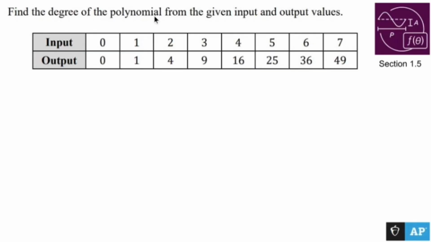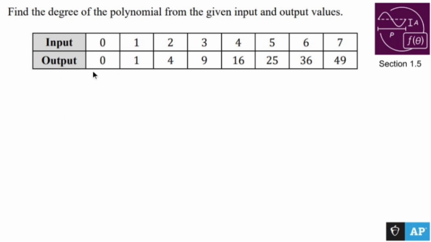Find the degree of the polynomial from the given input and output values. All right, so when you're given a set or a table of points, the way you find if something's linear or quadratic is you look for the rate of change, or look for the rate of change of the rate of change, or keep going if you have to.